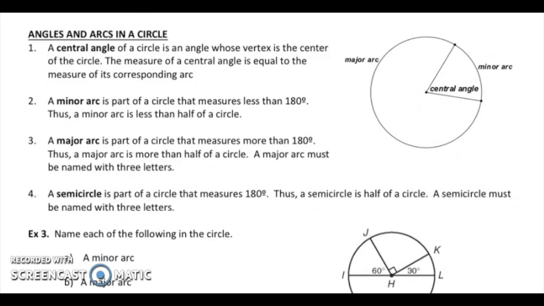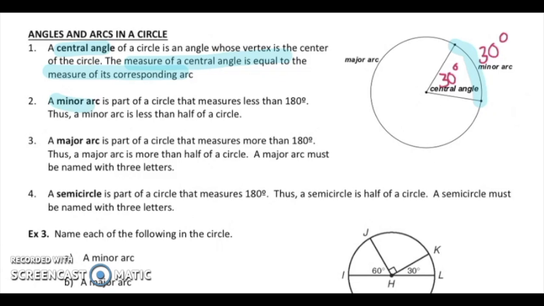So some more definitions, angles and arcs in circles. A central angle is an angle whose vertex is at the center. And the measure of the central angle is equal to the measure of its corresponding arc. So if I know that this angle is 30 degrees, that means that this arc that it intercepts or cuts is also 30 degrees.